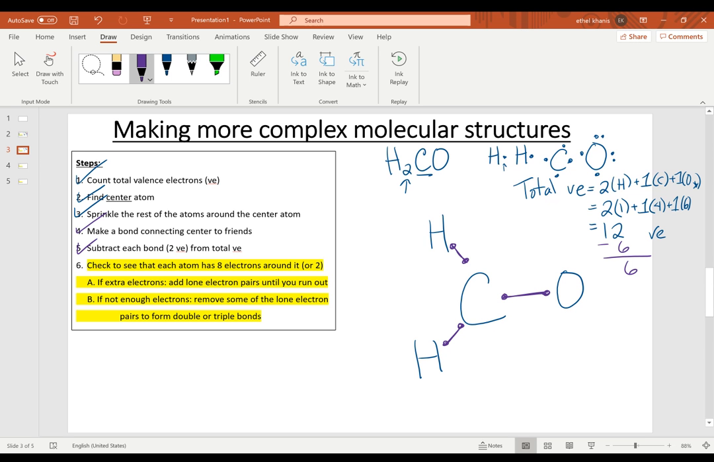And so now we're going to do step 6. And step 6 is a little bit complex now. So let's start with our hydrogen. This hydrogen has 2 electrons, so it's good to go. This hydrogen has 2 electrons, so it's good to go.